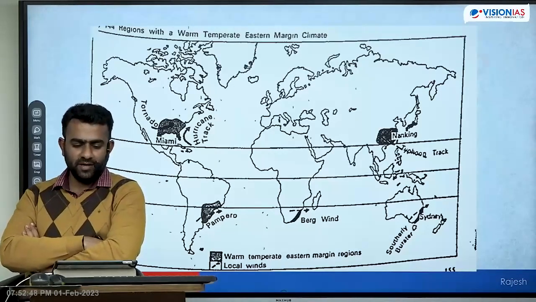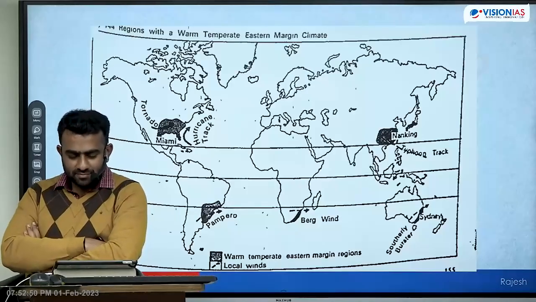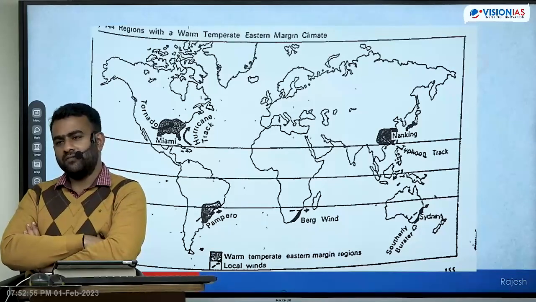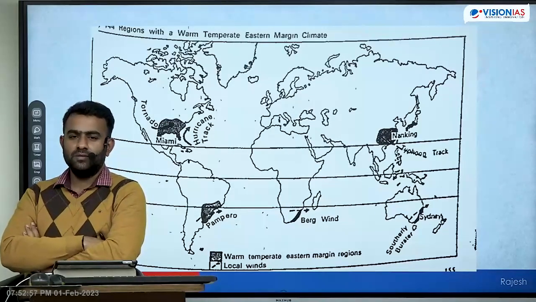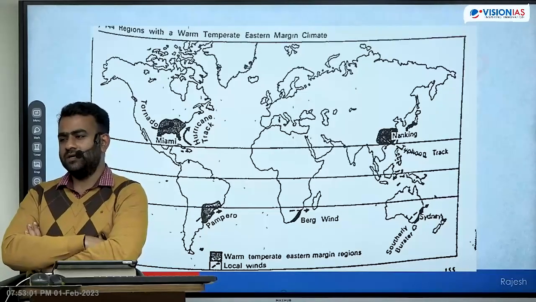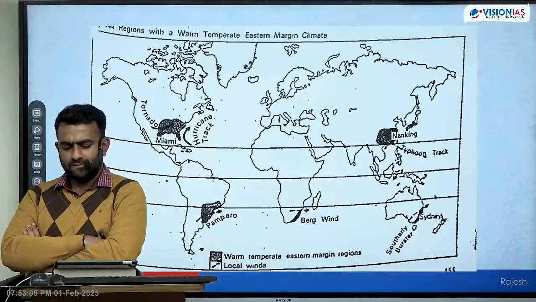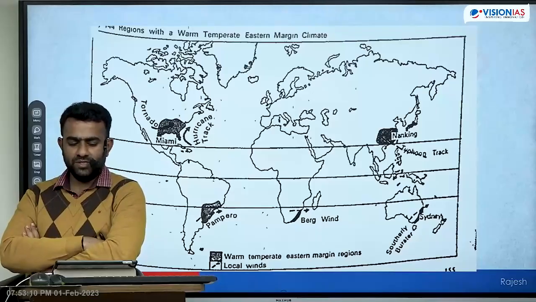मतलब कुछ कमी नहीं है basically. It is the mixture of deciduous and evergreen species.